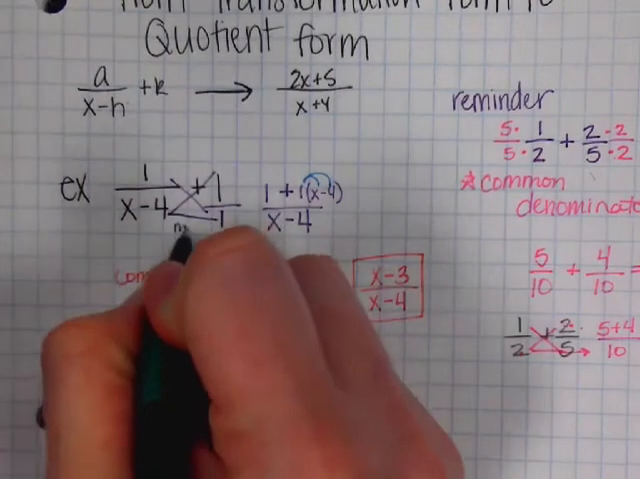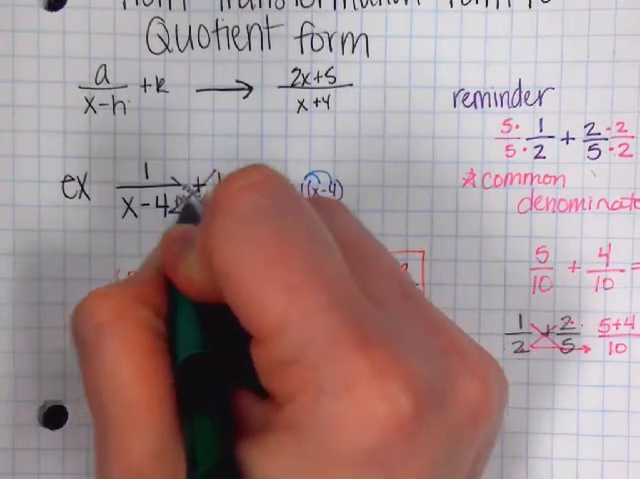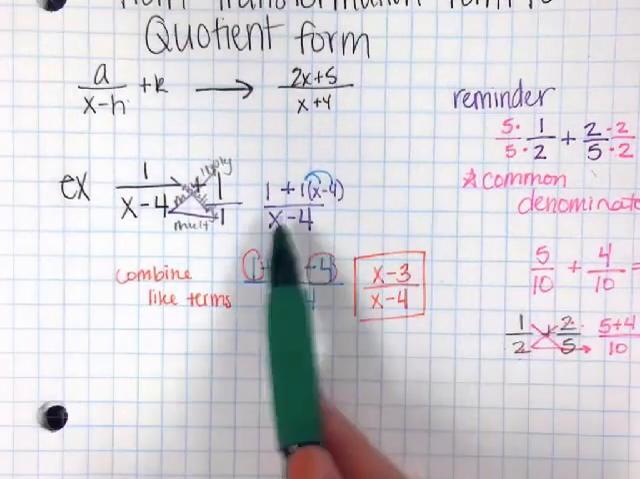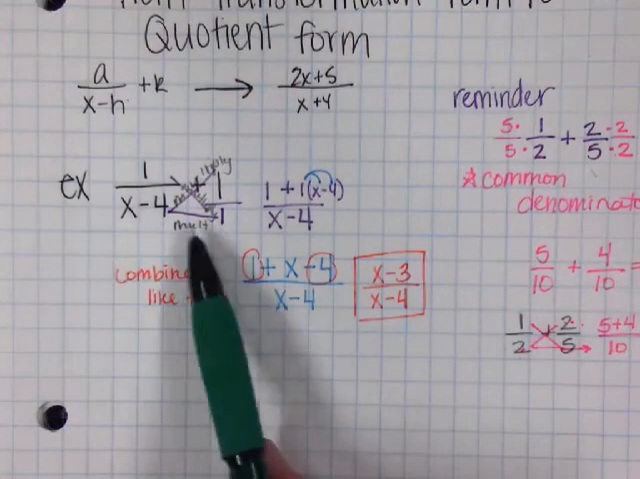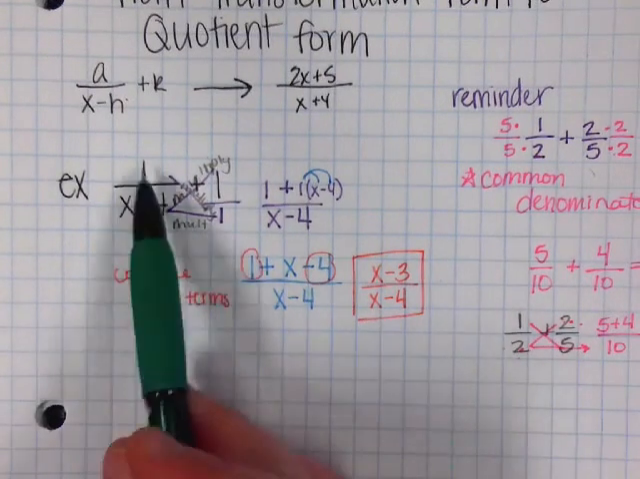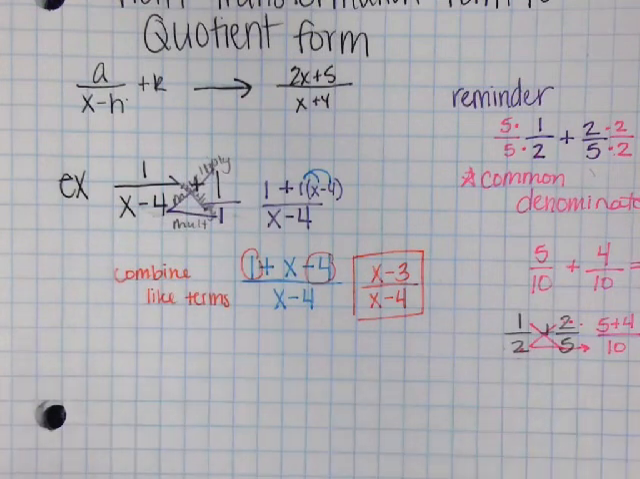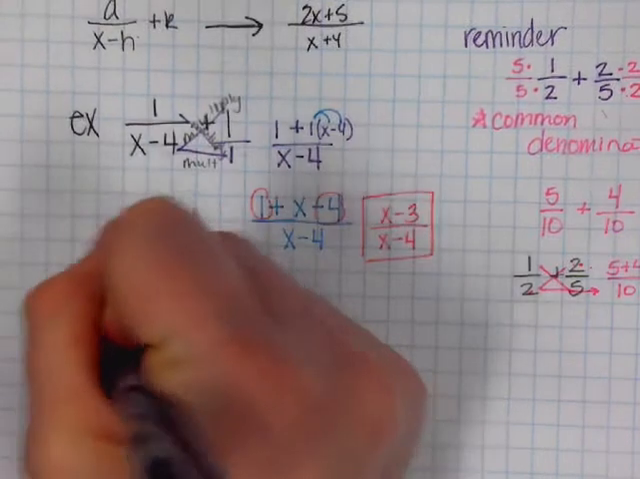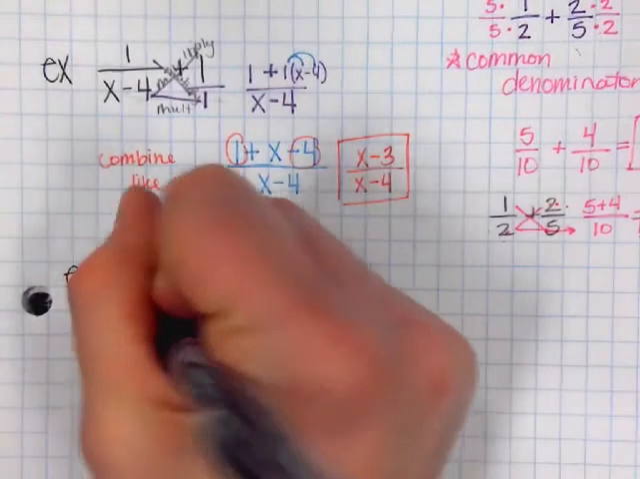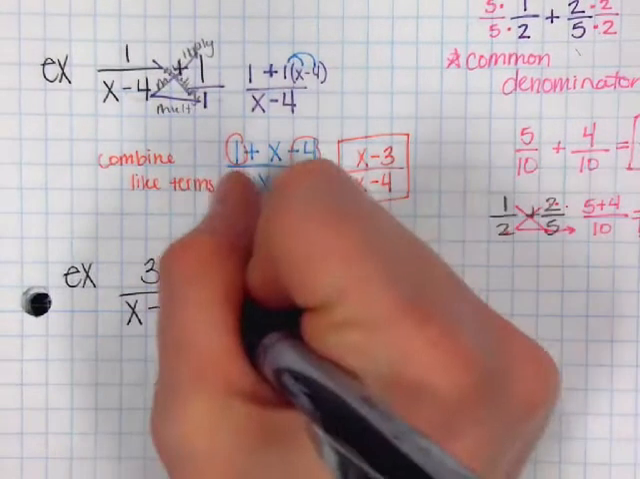So that's where all of those numbers came from. And again, it's just multiplying by a common denominator. But I personally think the easiest way to do it is to multiply across the bottom and then cross multiply. So then our next example, if I have 3 over x minus 1 minus 2.